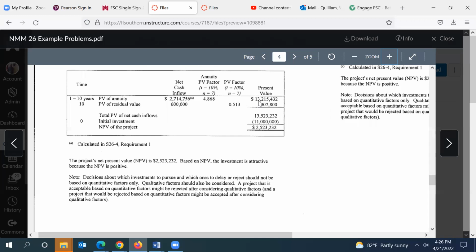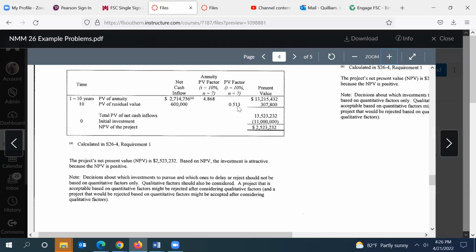So when we multiply, we get the present value of this annuity of future cash inflows of $13,215,432. Now we have something to add to that. That's the residual value. We're going to find its present value. It's a lump sum.